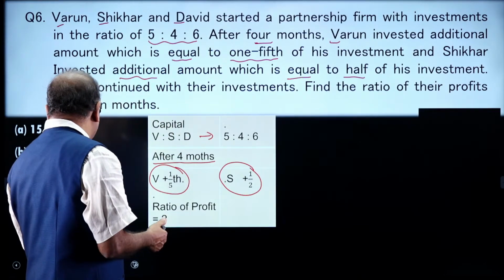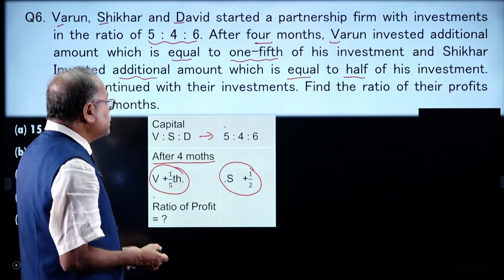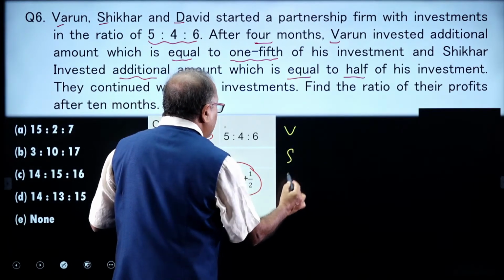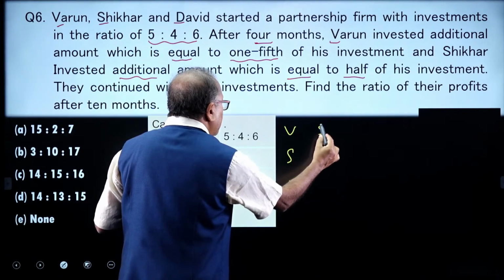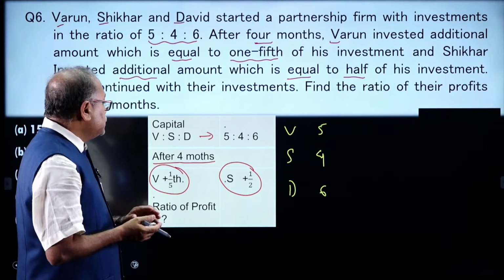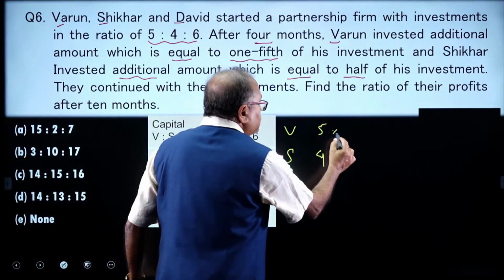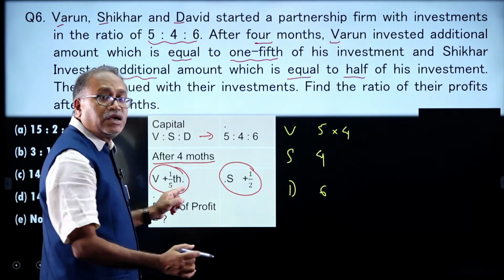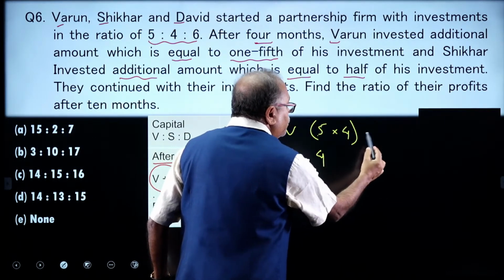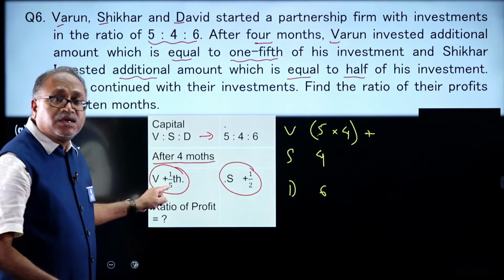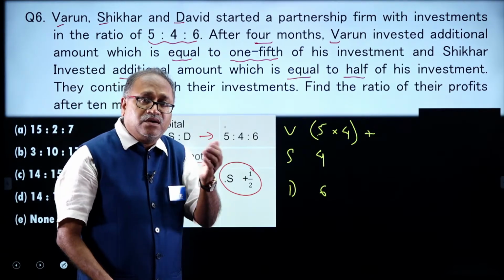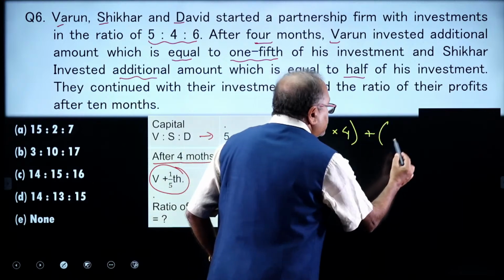And what is the question over here? I consider it a very simple type of question. So we have V and S and D, and this is 5 parts, 4 parts and 6 parts, which is already given in the question. Now it says that after 4 months, I should consider that V changes the capital after 4 months. So this should remain as 5 into 4 plus, what happens? Increase the capital by 1/5. What is 5's 1/5? That is 1. 5 plus 1, that is 6, the new capital.